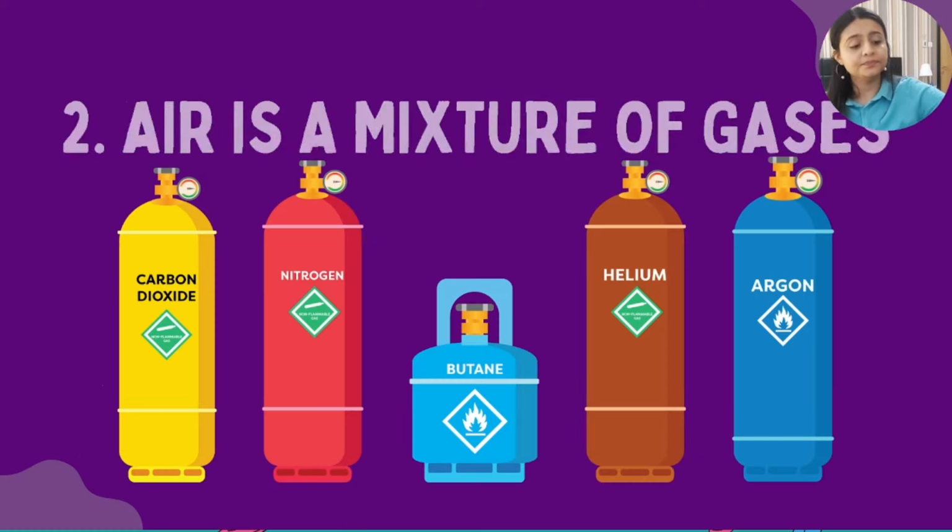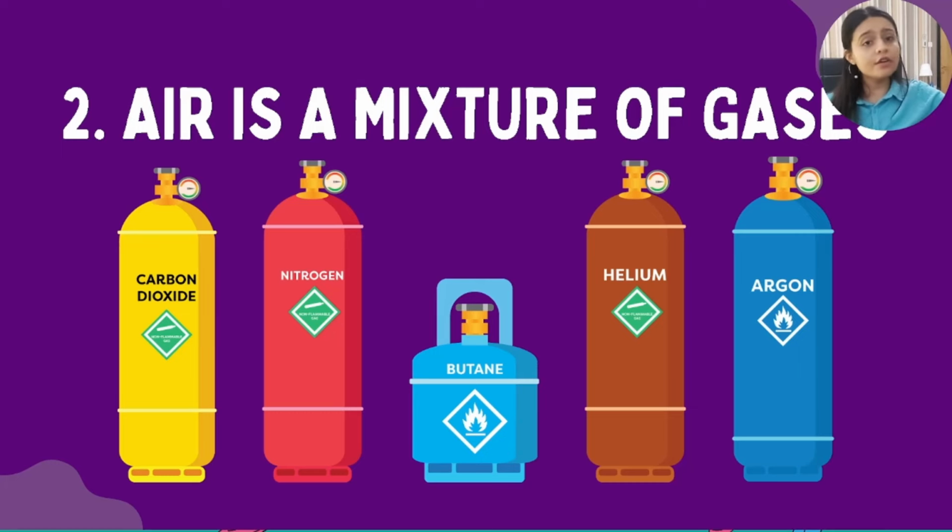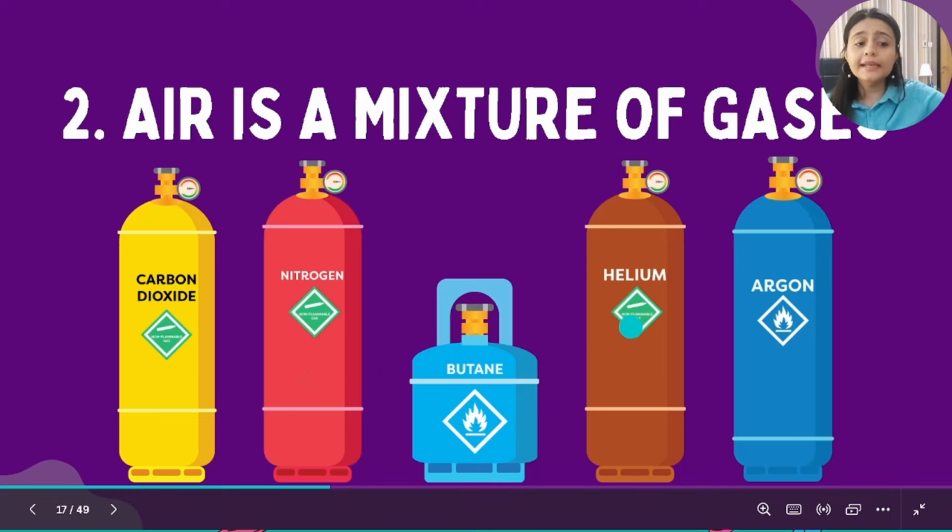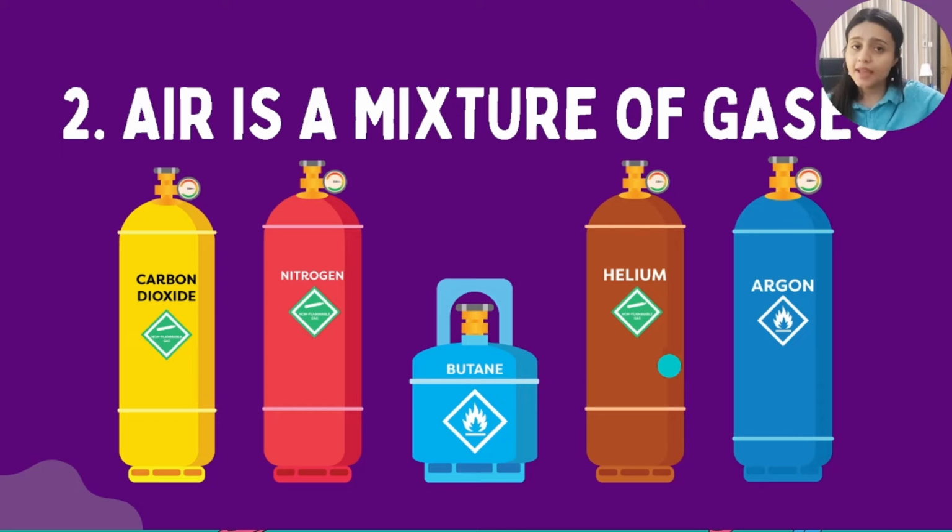Let us see. My dear students, we already know that air is a mixture of gases, right? We learned when we were studying the definition of air that air is a mixture of gases. Let us see which gas we breathe in and which gas we breathe out. Air is a mixture of gases, and these are the gases shown on the screen: carbon dioxide, nitrogen, butane, helium, argon. These are the gases of which air is composed.